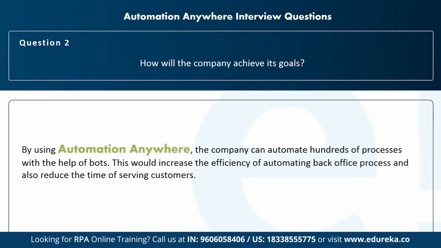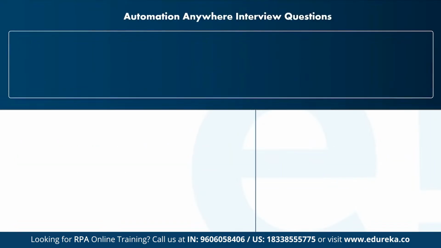Well, the answer to this question is obviously by using an RPA tool, and I would say by using Automation Anywhere. So by using Automation Anywhere, the company can automate hundreds of processes with the help of bots. This would increase the efficiency of automating back office processes and also reduce the time for serving customers. This is how the company can achieve its goal. It's just that they have to use an RPA tool. So here I would say they can use Automation Anywhere, and then they can automate hundreds of tasks with the help of bots. Now moving on to the next question.